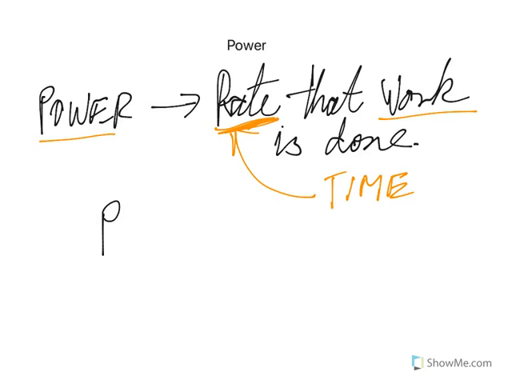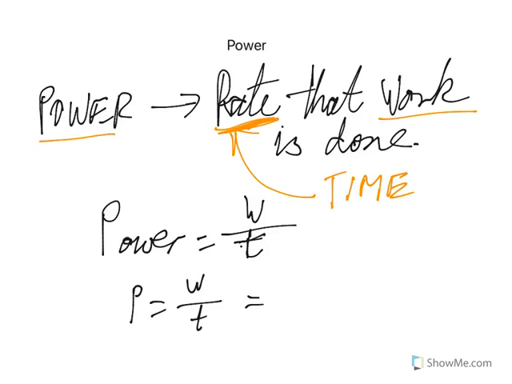The way we do that is that power equals work done over the time that it takes, little t. So in symbol form, we can say P equals W over T. Now, of course, work is also change in energy, so we could also write it and say that it's the change in energy over the time.